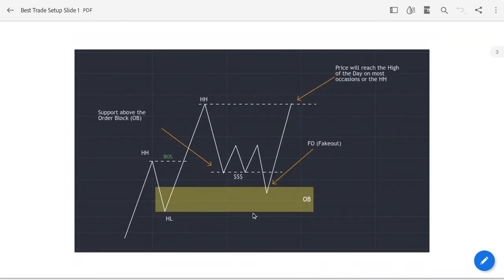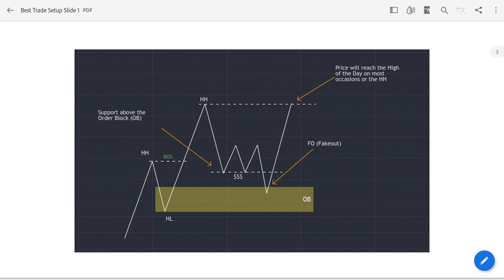Same goes with an uptrend, higher highs, higher lows. The liquidity has to be above the order block. Price needs to go through this level, close back up, do a fake out, and reach the high of the day.